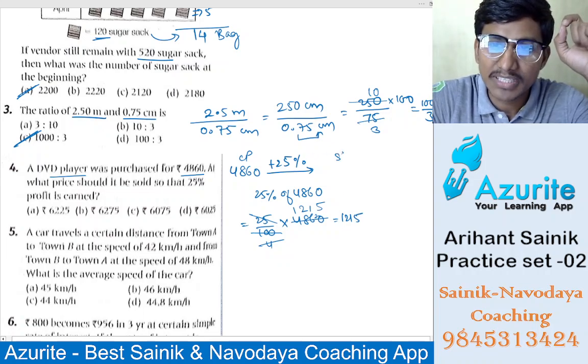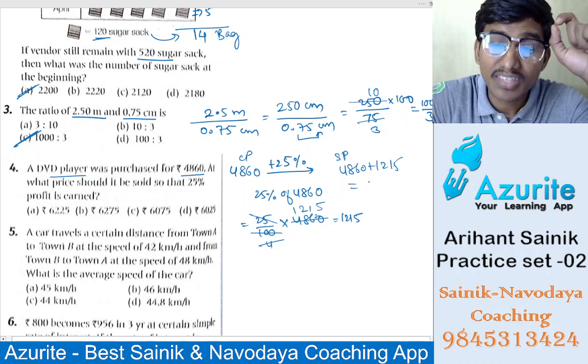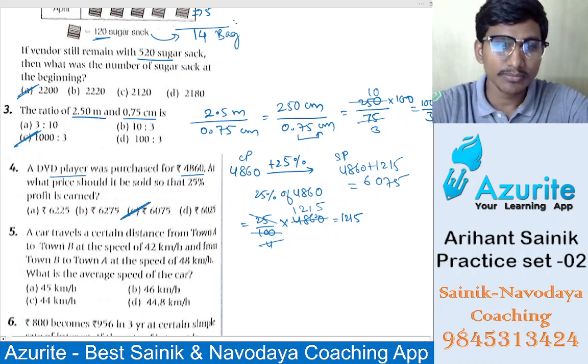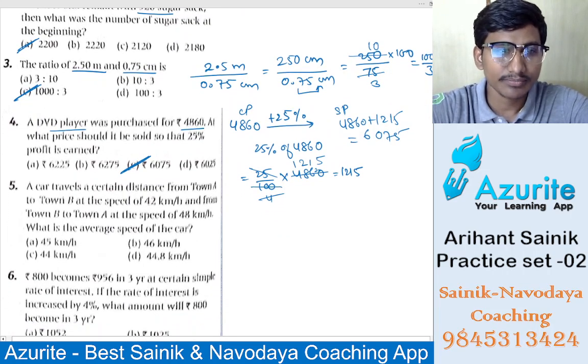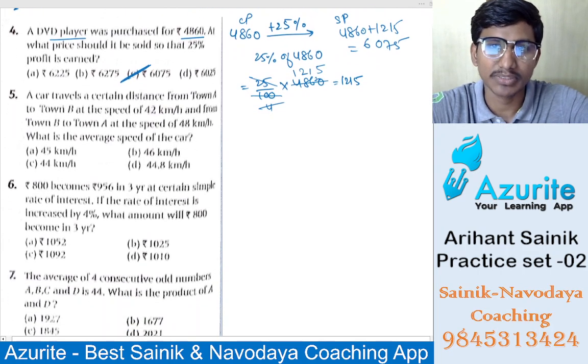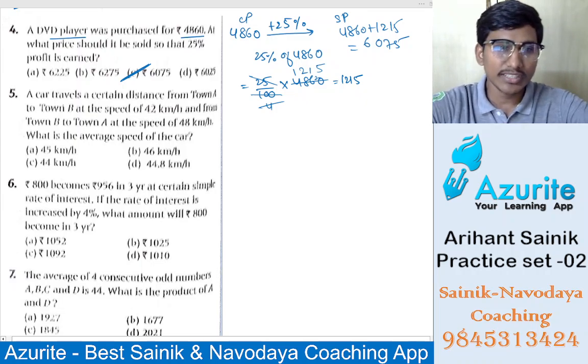So selling price will be cost price plus profit. Cost price is 4860 plus 1215. If you do it, the answer is 6075, which is option C here. Understood? Any doubt? Hopefully it is easy. Easy question paper, isn't it? Okay, so now let's go to the next.